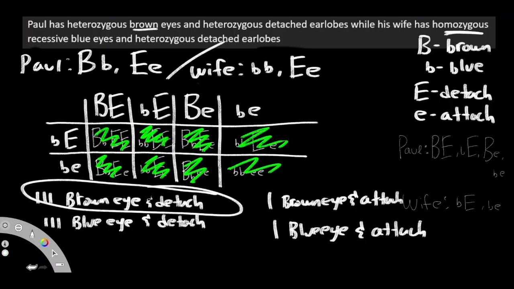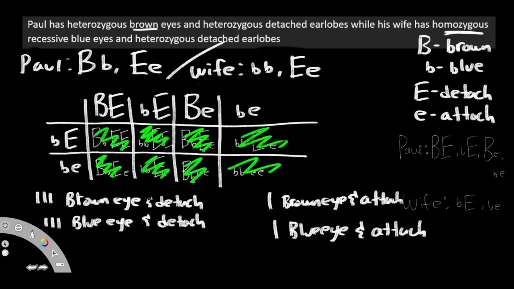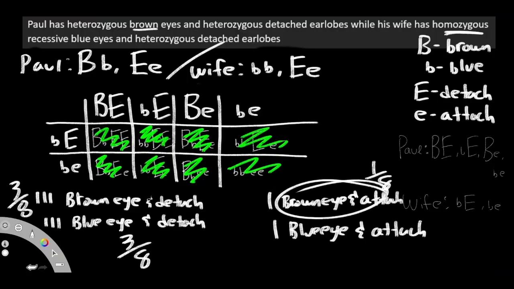So there is a 3 out of 8 chance that their child has brown eyes and detached earlobes. There is also a 3 out of 8 chance that their child will have blue eyes and detached earlobes. There is a 1 out of 8 chance that they'll have brown eyes and attached earlobes, and also a 1 out of 8 chance that they'll have blue eyes and attached earlobes.